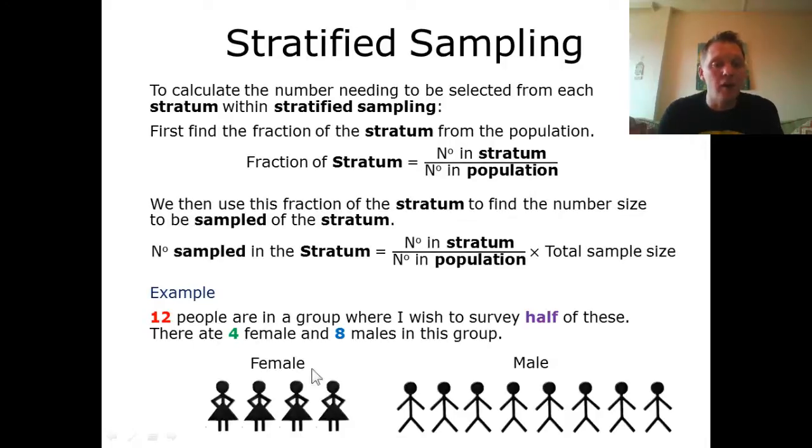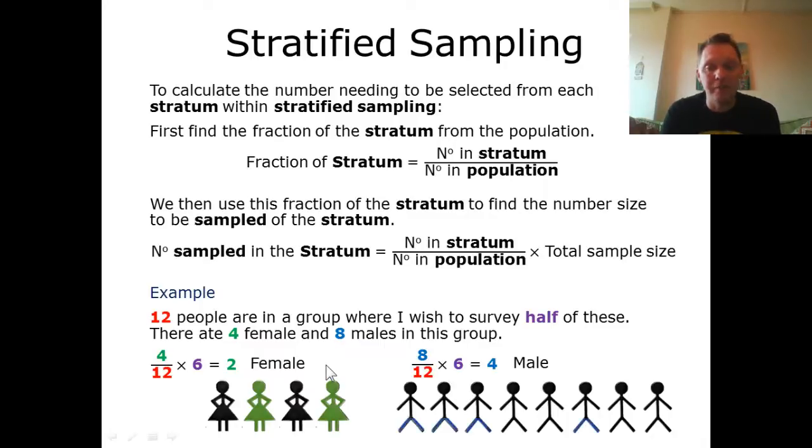For an example, I've got 12 people in total here, where 4 are female, 8 are male, and I'm looking to survey half of these. So I'm going to be surveying 6 of these. To decide how many females I need to survey, I'm going to take my 4, the number within my subgroup, which is 4 females, divide this by 12, because I've got 12 in my full group, and then multiply it by 6, because I want to survey 6 people in total. So I need to survey 2 females.